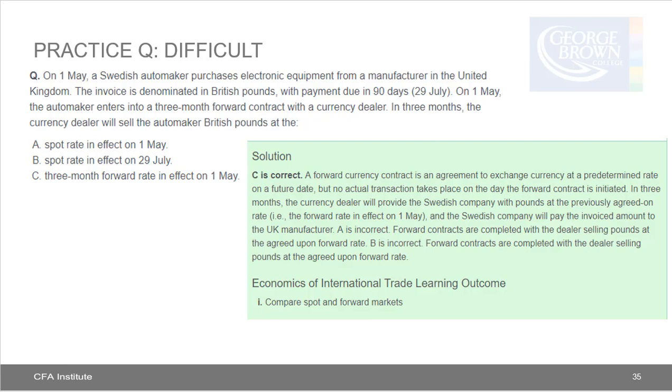In 3 months, the currency dealer will provide the Swedish company with pounds at the previously agreed on rate, i.e. the forward rate in effect on the 1st of May, and the Swedish company will pay the invoiced amount to the UK manufacturer. So that's a nice little example just to show you the difference between the spot rate. With the spot rate, currency is exchanged on the spot at the rate on that day. But when we're looking at a forward rate agreement, the rate is agreed on that day for exchange of currencies at some point in the future. Okay, and that ends the learning outcome statements and the slides for this chapter.